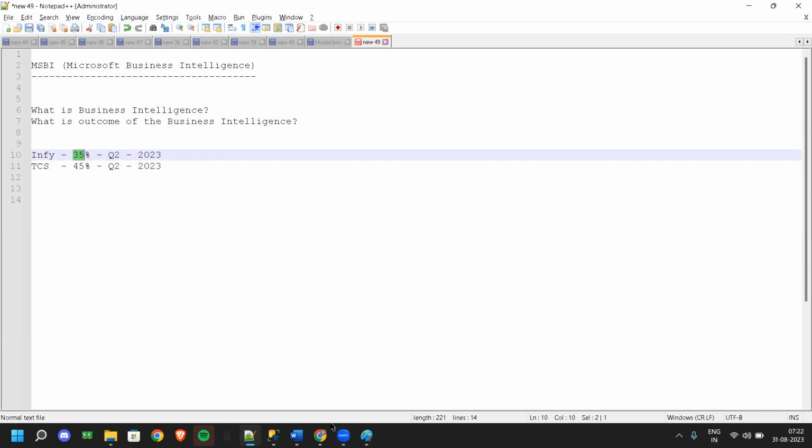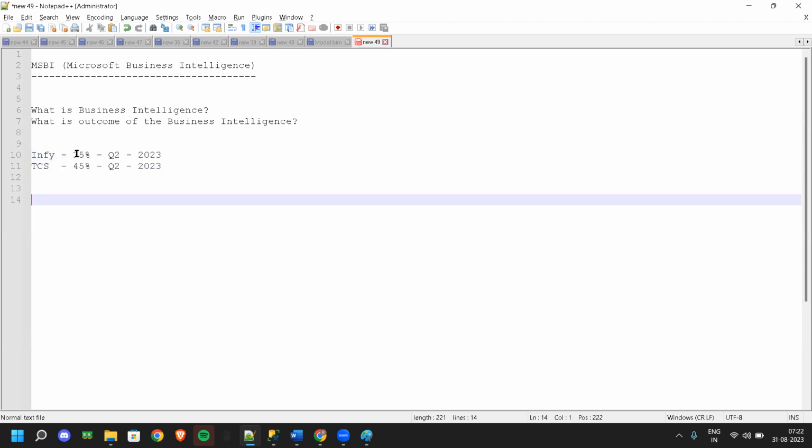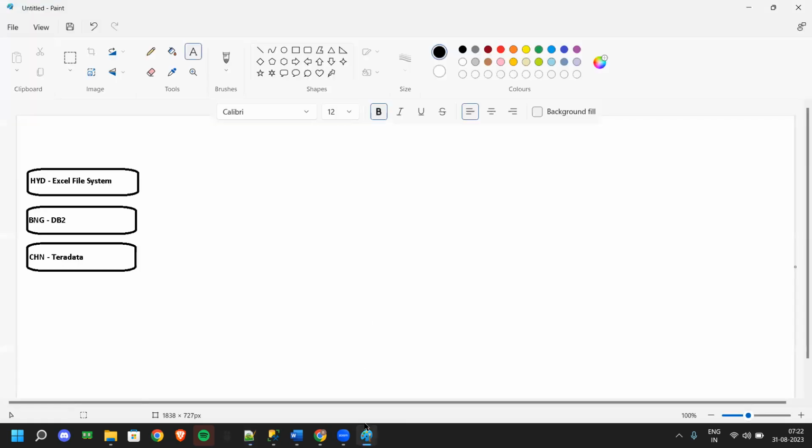Across all the branches. Even this 45% revenue is generated across all the branches of TCS. So this is your enterprise level revenue generated across all the branches. I would like to calculate the same thing for my Vinay Tech as well. What is the total revenue generation from all the branches? I am least bothered about the individual branch.